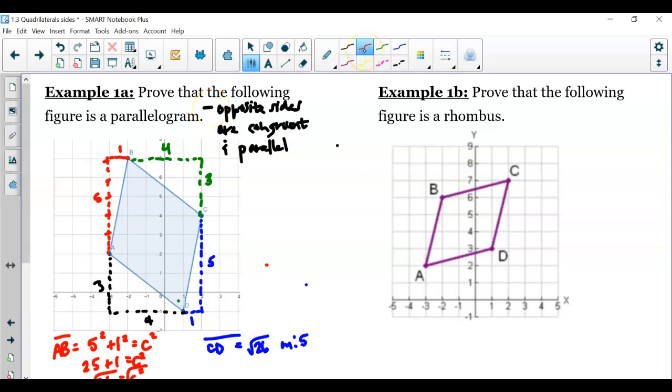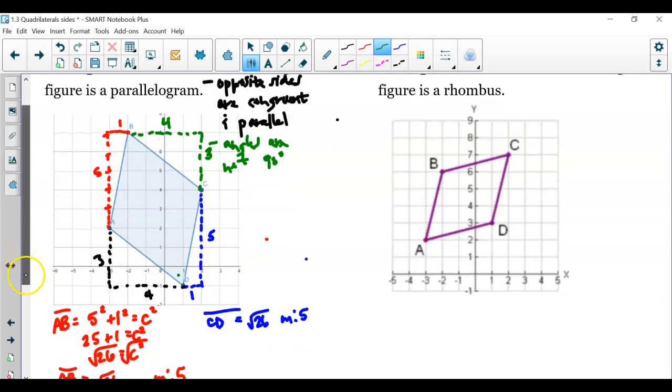Now, technically, if I just state that the opposite sides are congruent and parallel, we could still technically state that this is a rectangle. So what else do we need to add about the angles? How do we know that the angles are not right angles? They are not 90 degrees. How can we tell? By the slopes, because the consecutive slopes need to be perpendicular, or the negative reciprocal.